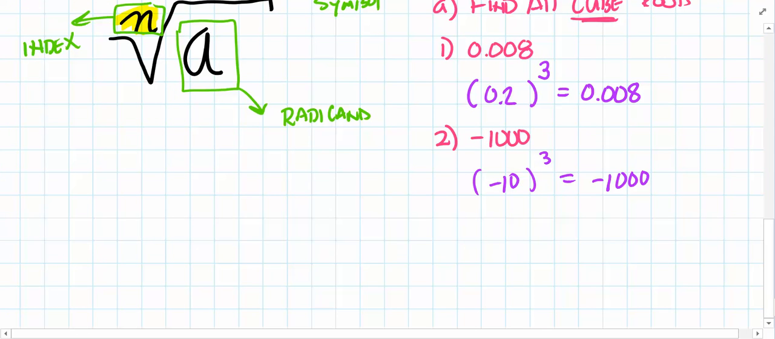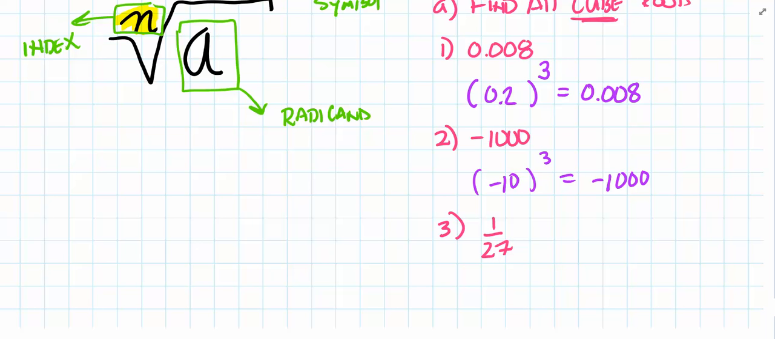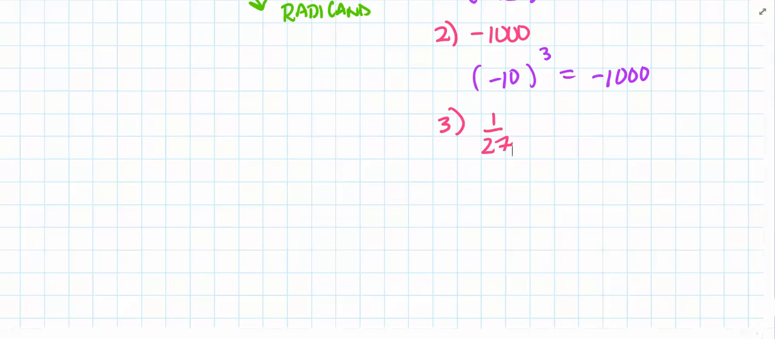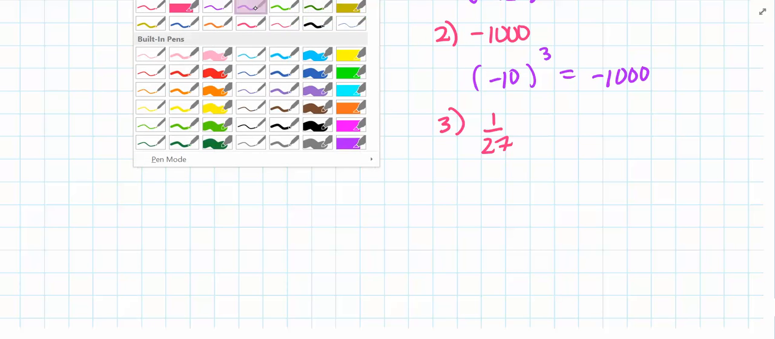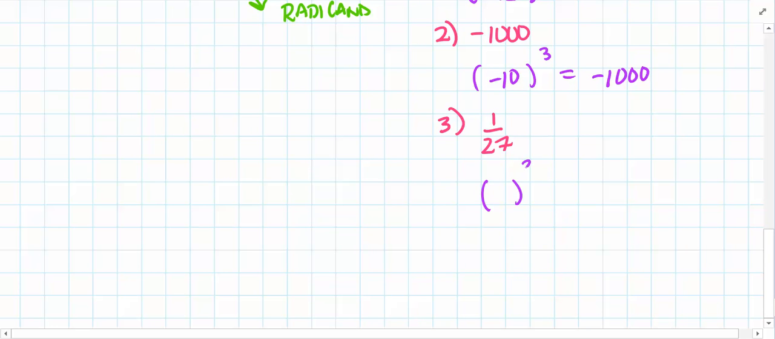Okay, try number 3, 1/27. So I'm looking for all real cube roots. So what am I looking for? I'm looking for a number such that when I cube it, I will get back 1/27. Anybody got one?